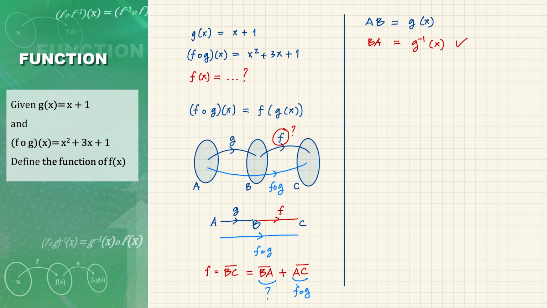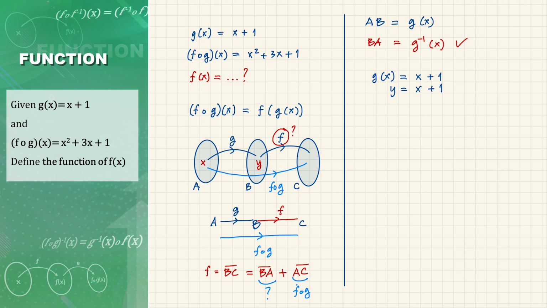Now, we need to find the inverse function of g. We know that g(x) is x plus 1. In the diagram, g(x) changes x into y. So, g(x) can be denoted as y. The equation becomes y equals x plus 1.